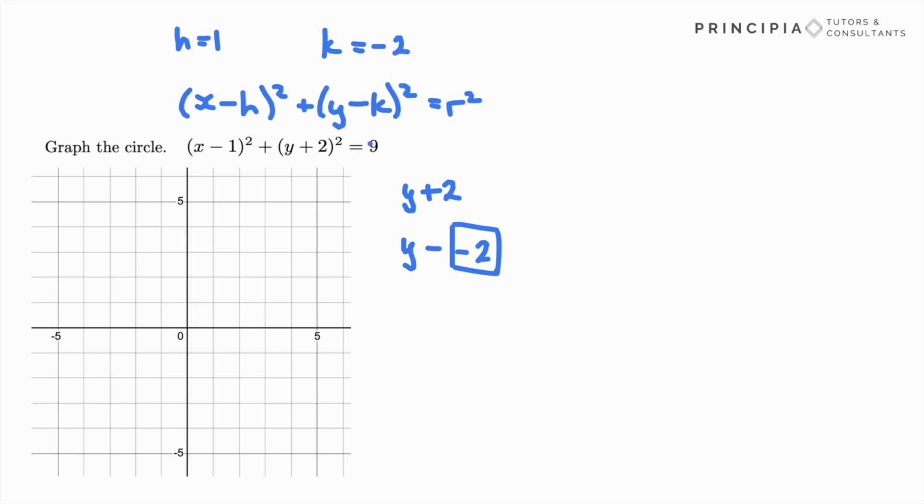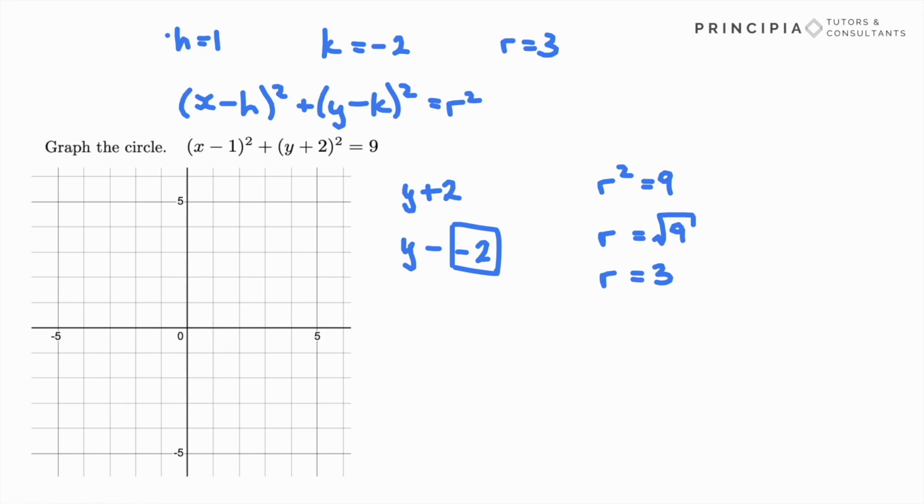And finally, we have that r squared equals 9. So then we can take the square root on both sides, and that means that r equals 3. Note that I just chose a positive square root because this is the radius, which is the distance, so it doesn't really make sense for it to be negative.